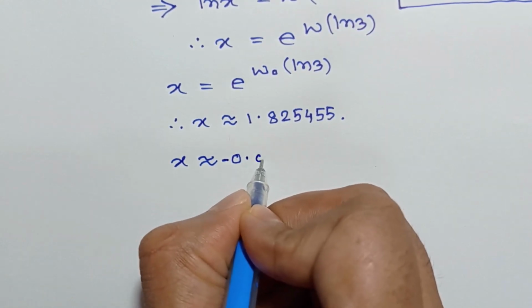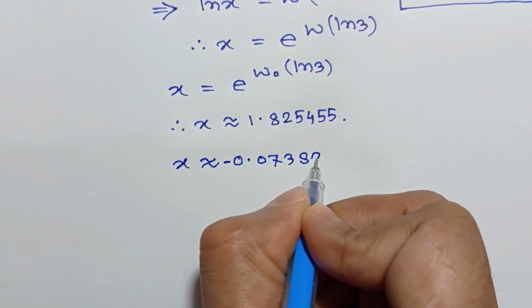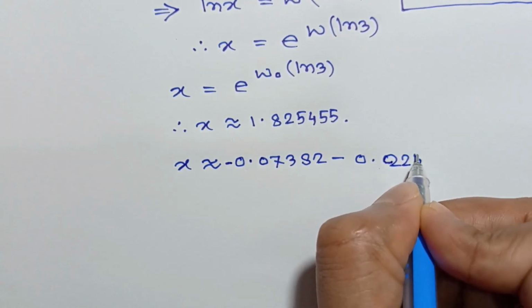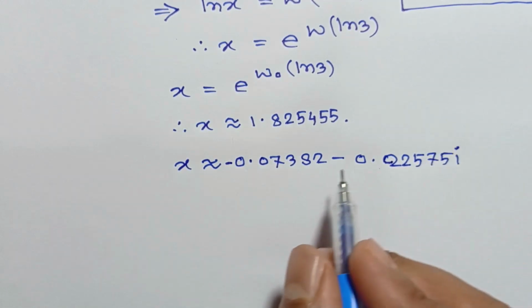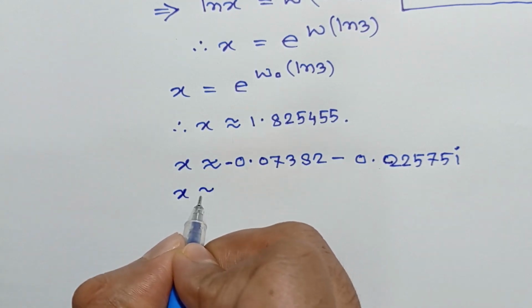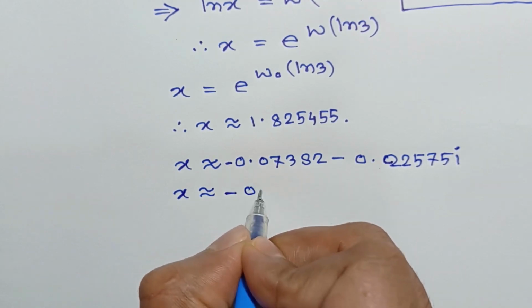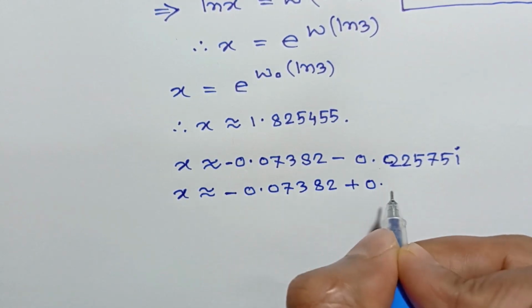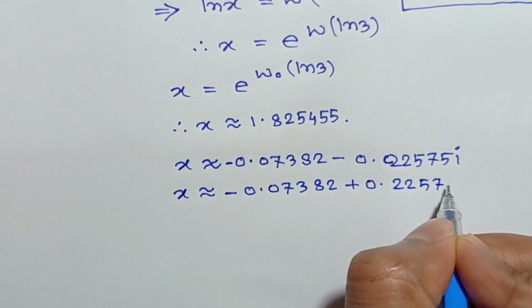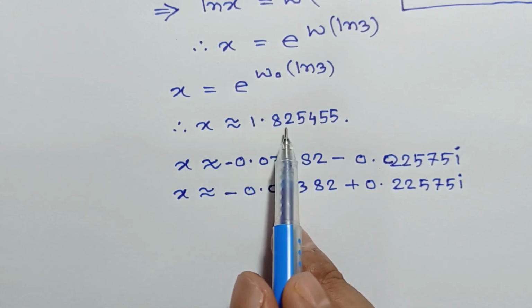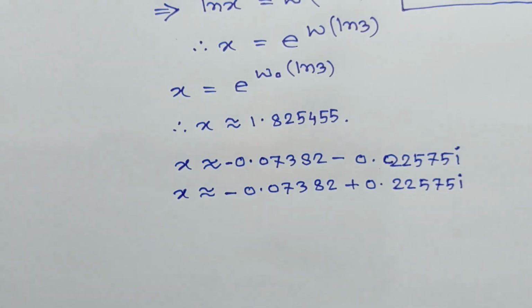negative 0.07382 minus 0.22575i, and when the subscript of W is negative 1, the value of x is negative 0.07382 plus 0.22575i, etc. There are infinitely many solutions of this equation, and the only real solution is this. So this is the solution of this equation.